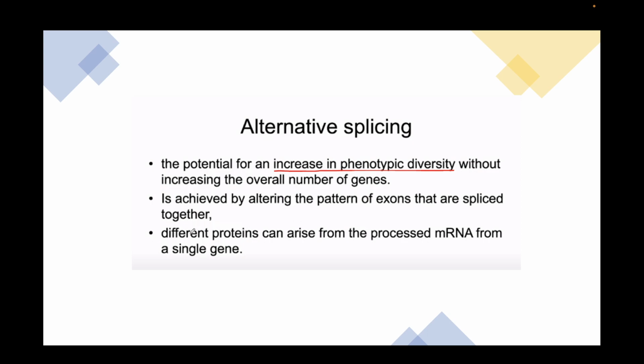We have discussed it, so I don't want to spend extra time on it. Different proteins can arise from a processed mRNA from a single gene, right? A single gene can produce different types of proteins if we combine exons in a specific manner. If someone has any problem regarding these points or about alternative splicing, you can let me know and I'll discuss it again.